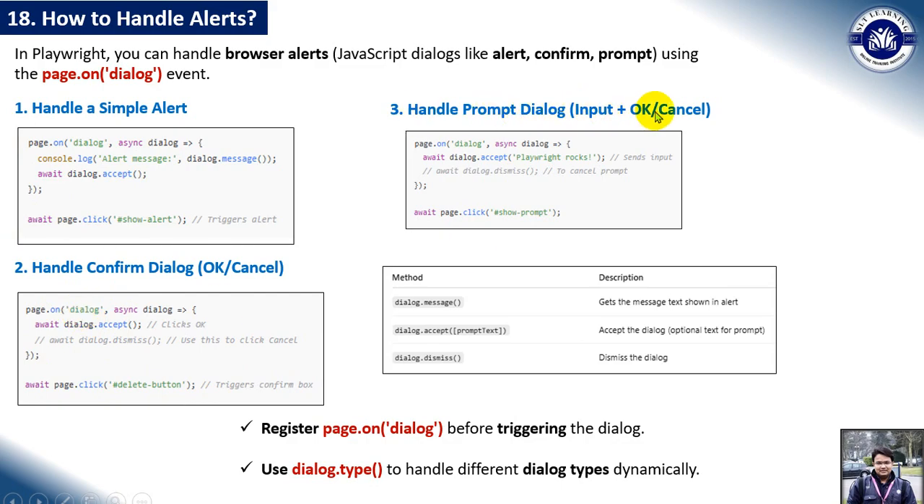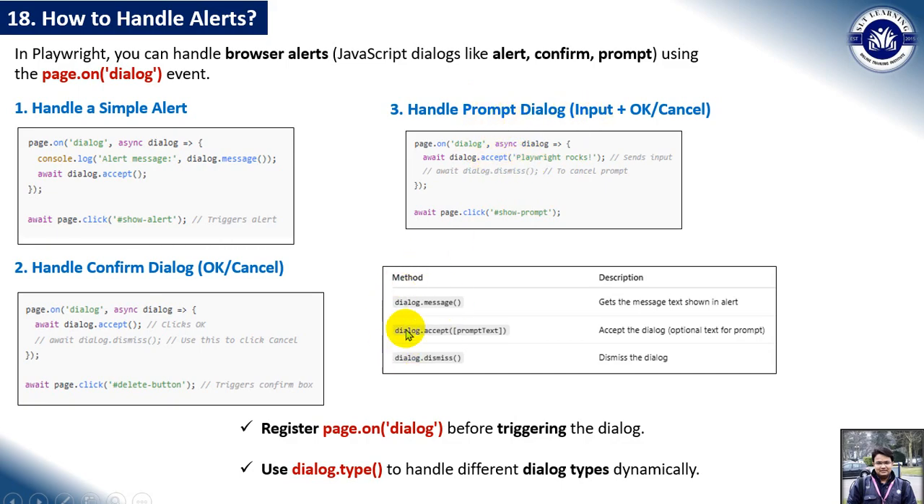Handle the prompt dialog: input plus OK or cancel. So await page.click show prompt. Once it shows the prompt, dialog.accept with this input sends the input. It will accept and enter this particular input into the prompt dialog box, and then await dialog.dismiss will cancel the prompt. So if it is a prompt and you accept with this particular value, it will enter the value as input into the prompt dialog box.